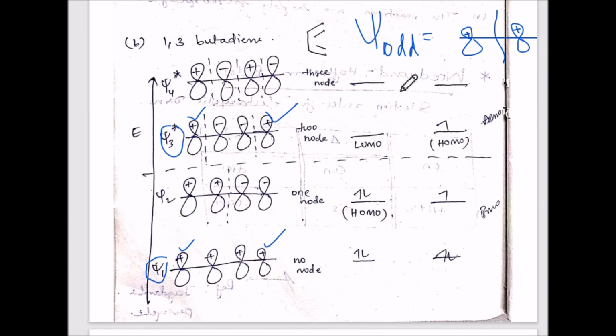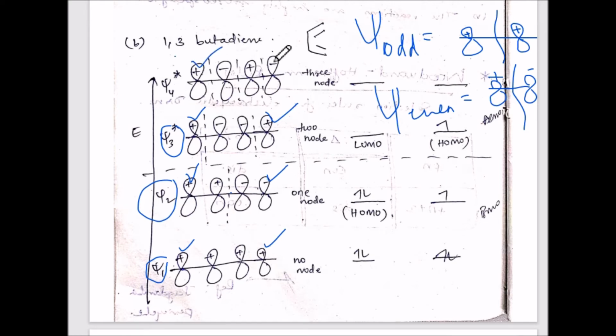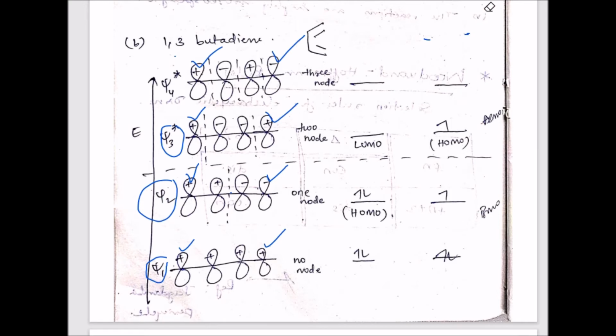Now, next one. If your psi is even, in the terminal lobes you put opposite signs, plus here and minus there. I think you can get it, right? So in the terminal lobes you put opposite signs. You see here, psi2 is even, and in the terminal lobes you see opposite signs. And psi4 is even, so in the terminal lobes you put opposite signs. This will help you to draw the pi molecular orbitals. This is one of the methods. Okay, let me erase it.